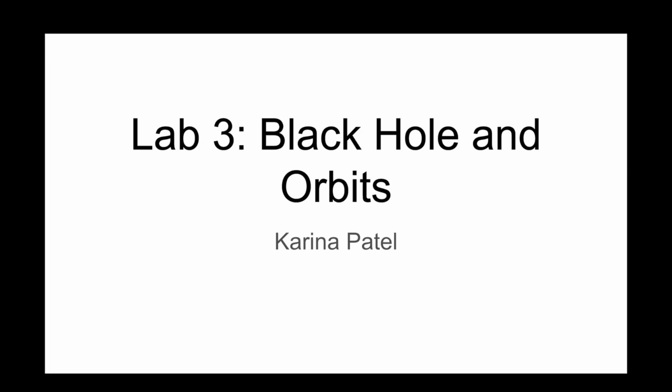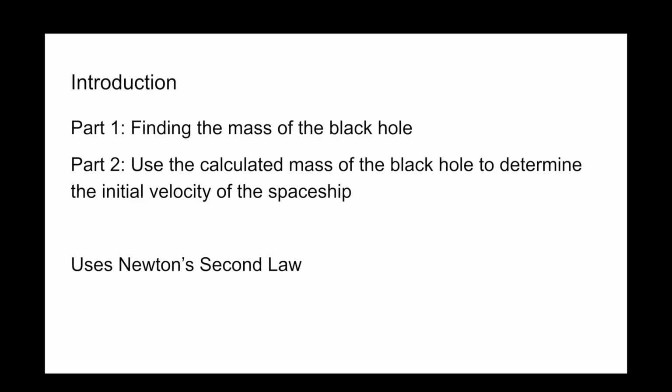Hi, my name is Karina Patel, and this is Physics Lab 3, Black Hole in Orbit. So in this lab, in part 1, we found the mass of the black hole, and then in part 2, we used that calculated mass of the black hole to determine the initial velocity of the spaceship. And in both of these parts, only GlowScript was used to perform the experiment, and the fundamental physics principle that this lab uses is Newton's second law, which will be explained later why.